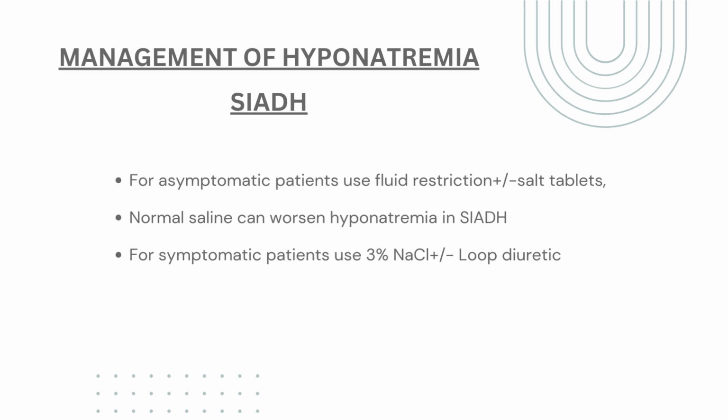For asymptomatic patients with SIADH, we can use fluid restriction plus or minus salt tablets. Normal saline can worsen hyponatremia in SIADH. If the patient is symptomatic, we have to use 3% NaCl plus or minus loop diuretics.